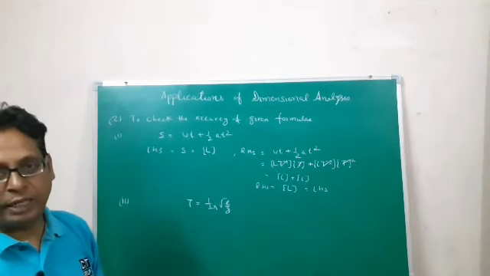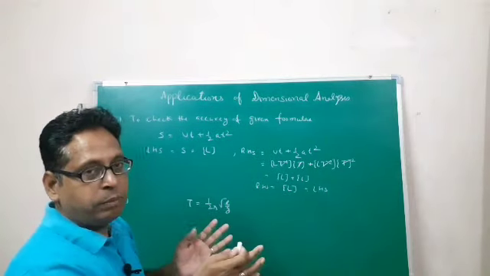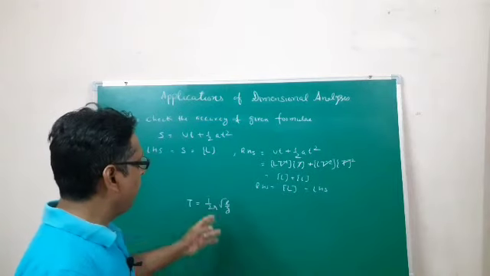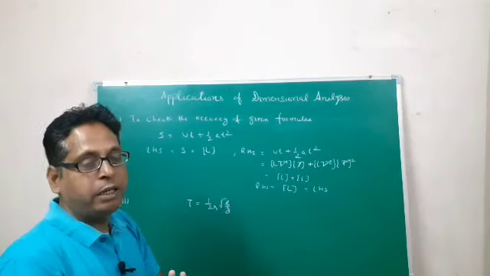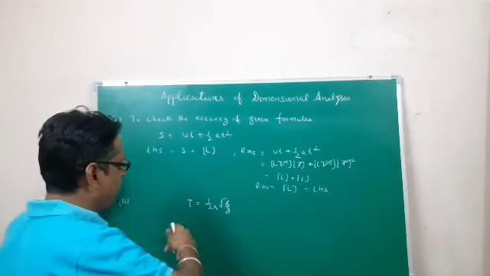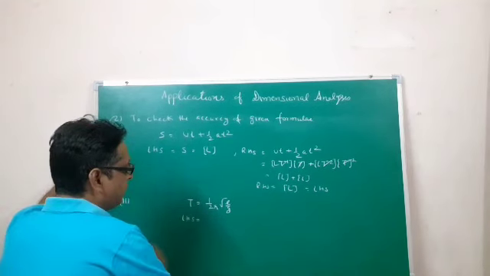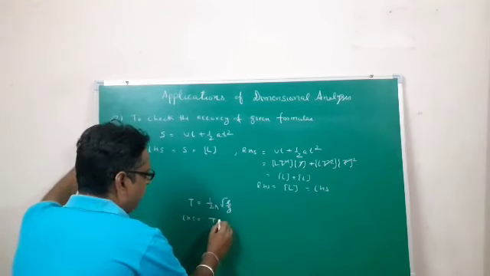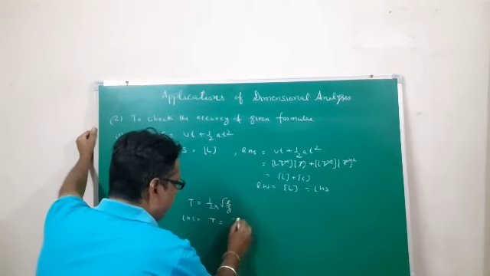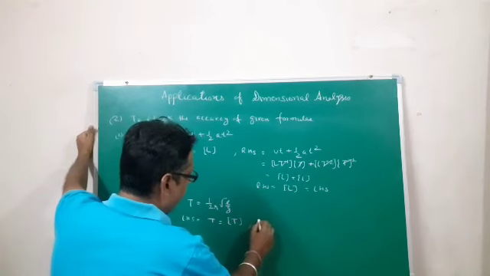I will check its correctness, right? So again the method is same, we will write the dimension of left hand side as well as dimension of right hand side. If both are equal, that means the formula is correct. Now I am taking left hand side, which is T. So T is what? It is a dimensional formula T. Now come to right hand side.